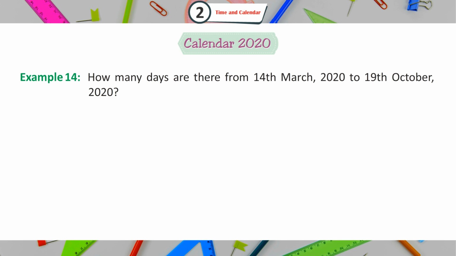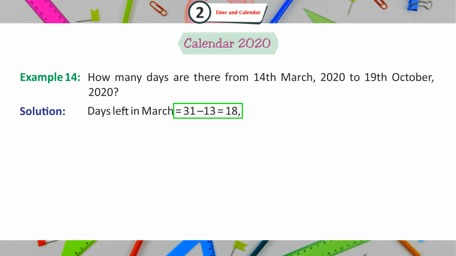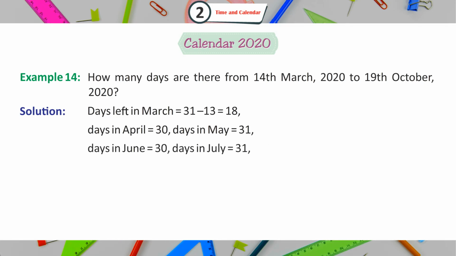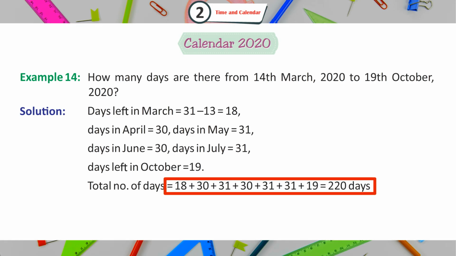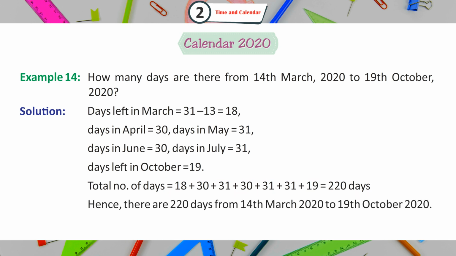Example 14. How many days are there from 14th March 2020 to 19th October 2020? Solution. Days left in March is equal to 31 minus 13 is equal to 18. Days in April is equal to 30. Days in May is equal to 31. Days in June is equal to 30. Days in July is equal to 31. Days left in October is equal to 19. Total number of days is equal to 18 plus 30 plus 31 plus 30 plus 31 plus 31 plus 19 is equal to 220 days. Hence, there are 220 days from 14th March 2020 to 19th October 2020.